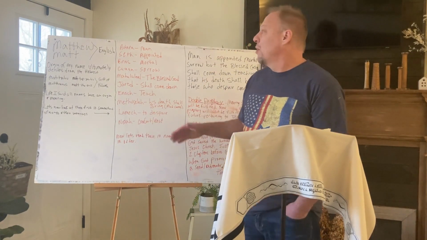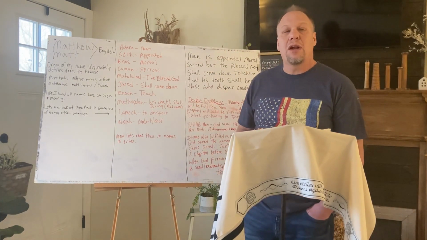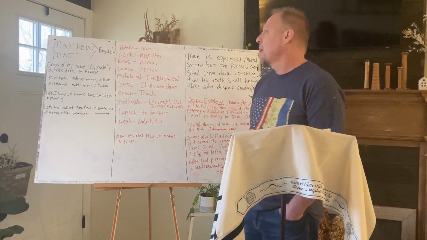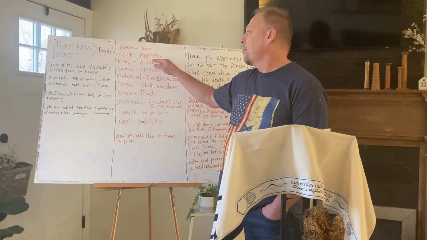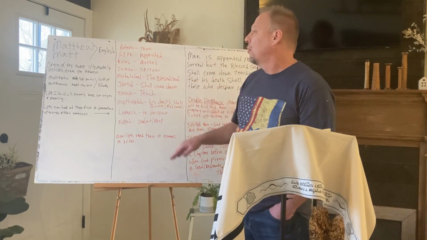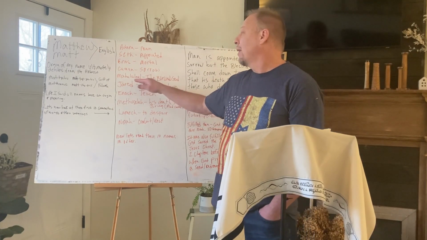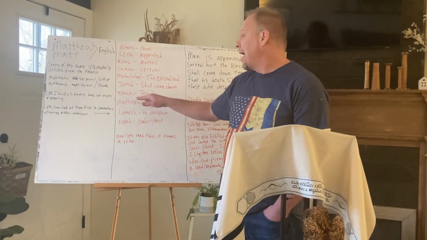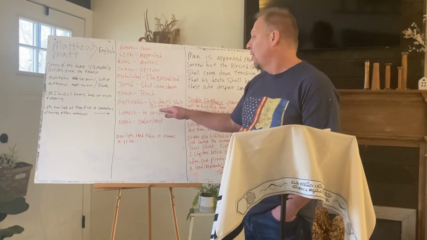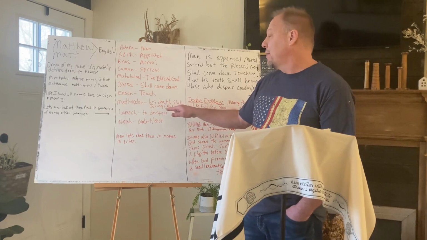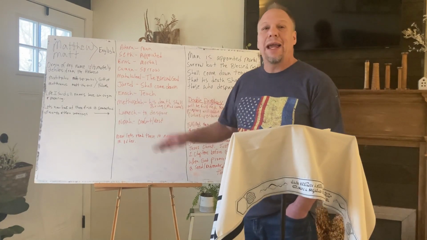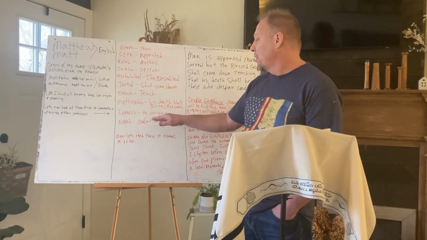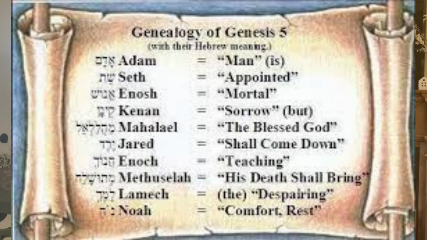So what we're going to do is we're going to read those first 10 generations listed in Genesis chapter 5. We're going to read the names, and we're going to read the meaning. Adam is man. Seth is appointed. Enos is mortal. Canaan is sorrow. Mahalalel is the blessed God. Jared shall come down. Enoch is teach. Methuselah is his death shall bring. So what that means is his death shall bring. When Methuselah died, that is when God brought about the flood. Okay, his death shall bring the flood. Lamech is despair, and Noah means comfort and rest.